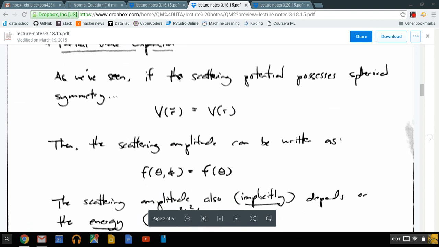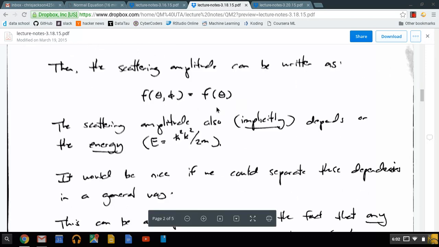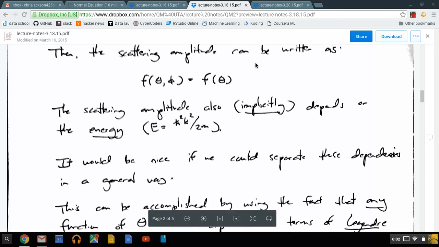Just to recap, what we've seen so far is that we're always interested in potentials that have spherical symmetry, so we're interested in central potentials. In this case, the scattering amplitude, which in general would be a function of theta and phi, just becomes a function of theta. In other words, there's no phi dependence, so we can go ahead and integrate over any phi dependence that shows up. And we know that the scattering amplitude is going to implicitly also depend on the initial energy, which would make sense.